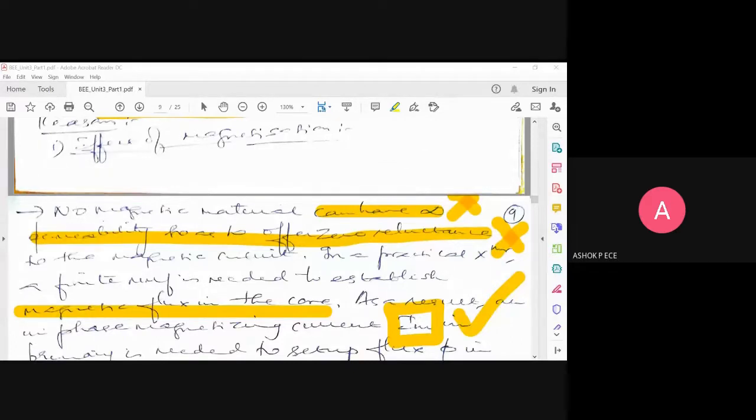Sir, it is not clear. I couldn't understand the IM part, sir. Can you repeat it again?